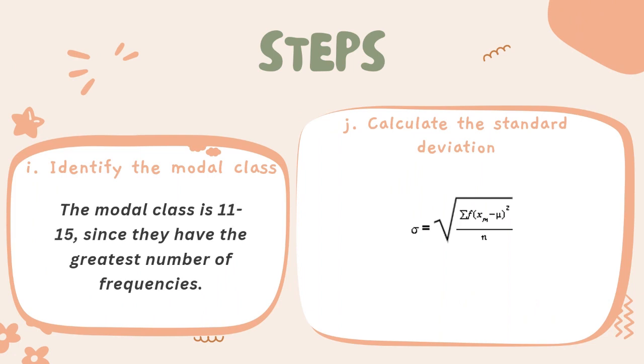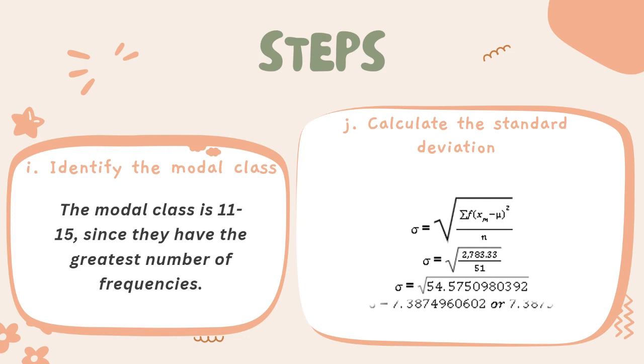Next is to find our standard deviation. Again, using our formula below, we must first substitute the values in it, then compute. 2783.33 divided by 51 is equal to 54.5750 and so on. Square rooted is 7.3875, making our standard deviation 7.3875.